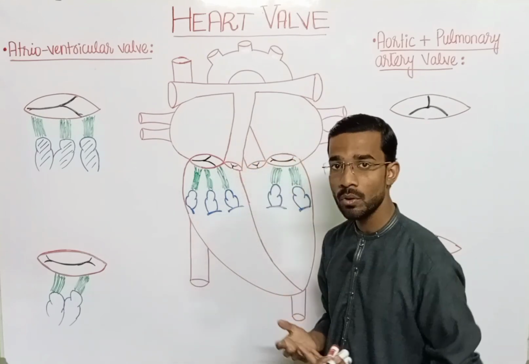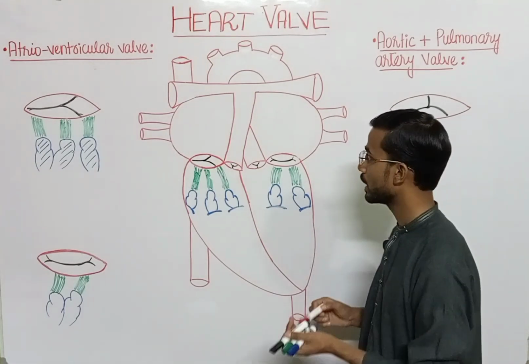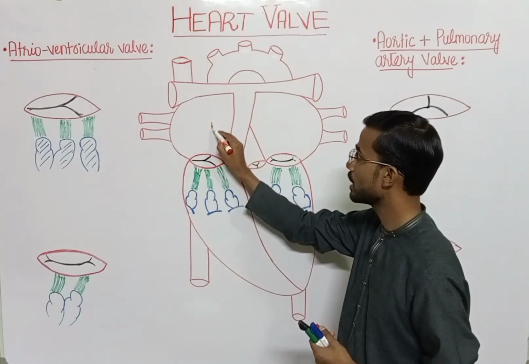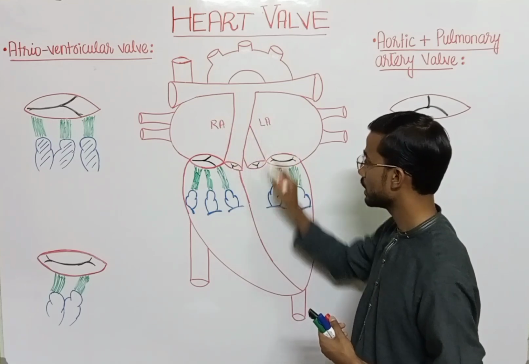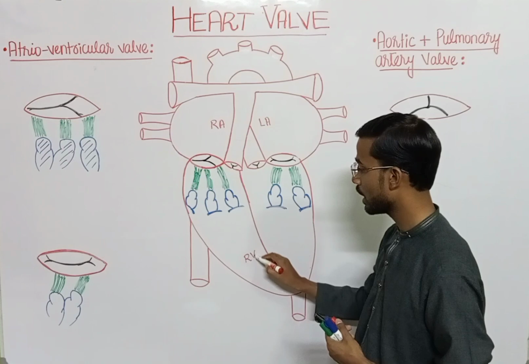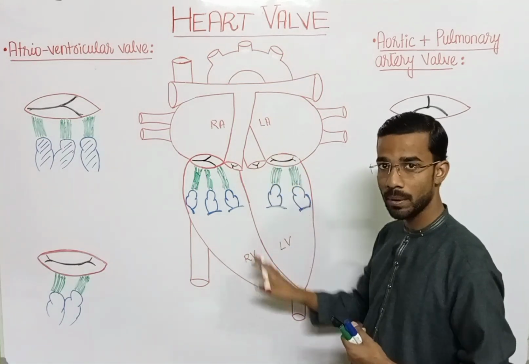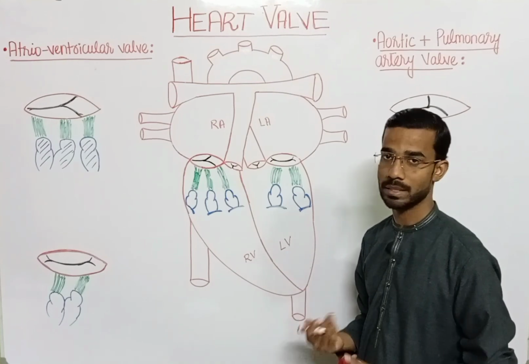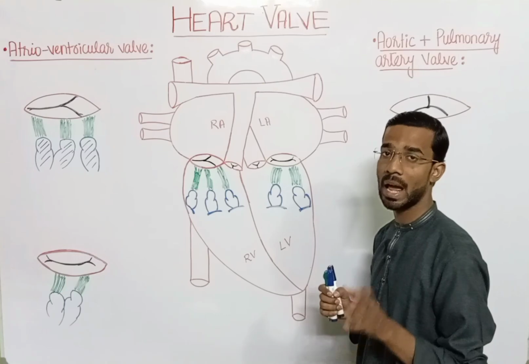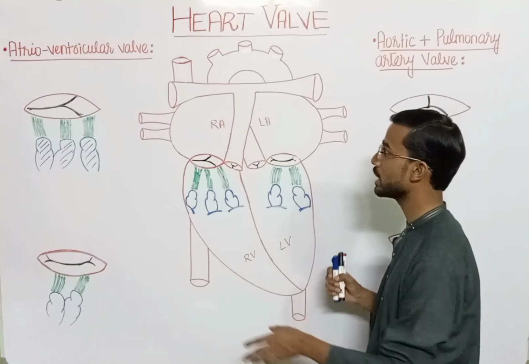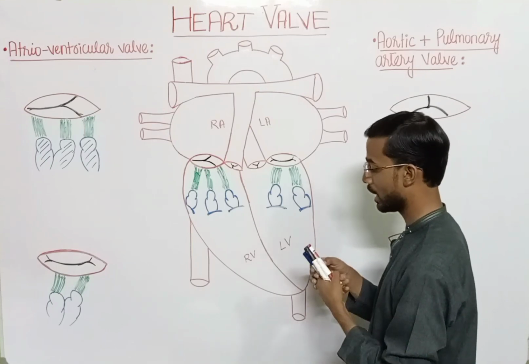As we know, the heart consists of four chambers. In this case, you will see this is the right atrium, this is the left atrium, this is the right ventricle, and this is the left ventricle. Four chambers and four valves are present in the heart. The atrioventricular valves are present between the atria and the ventricles, and they are two in number.